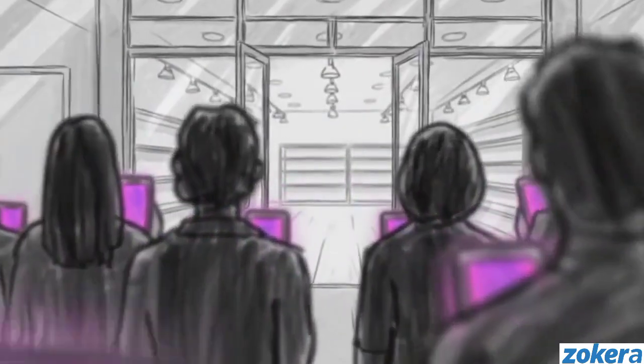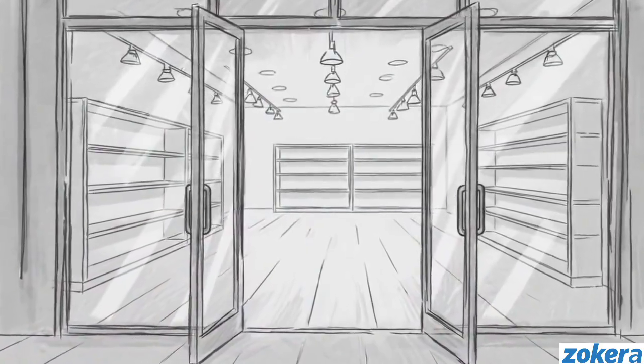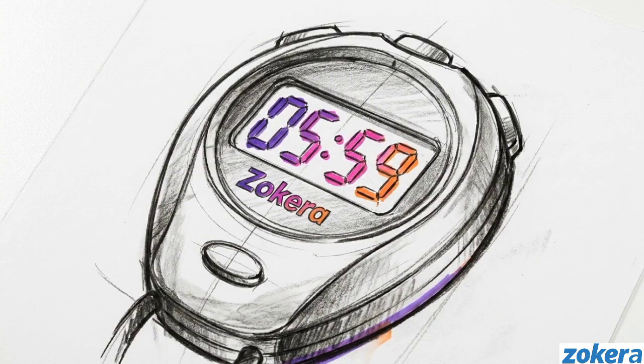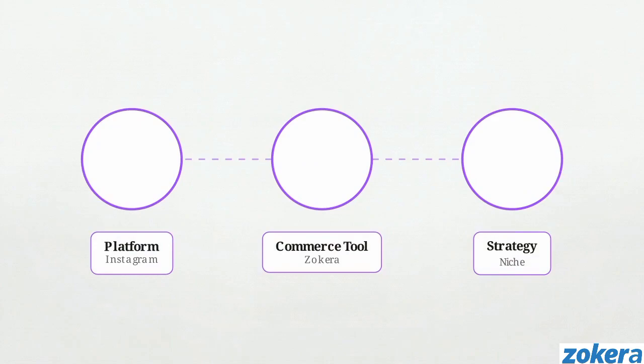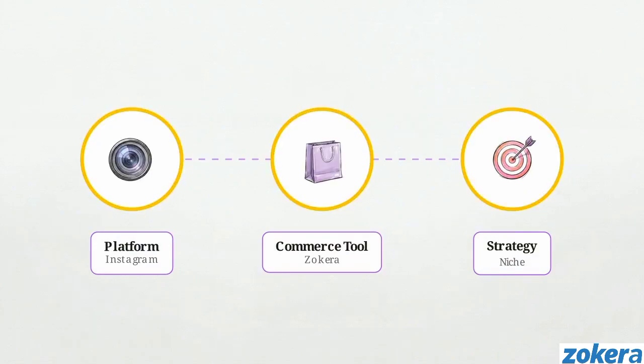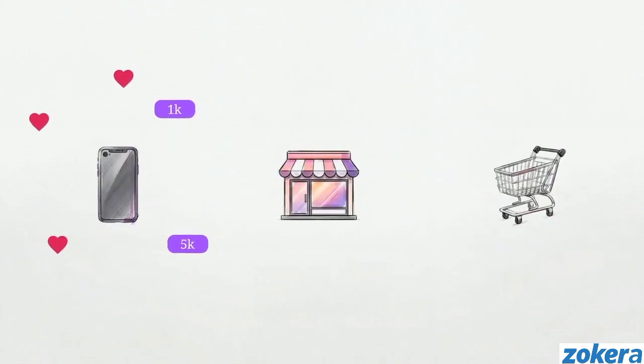Today, we are going to change that by building an automated creator commerce funnel using Zokera in just under 6 minutes. To start, you only need 3 basic things ready to go: an active Instagram account, a free Zokera creator account, and a clear, specific content niche. Setting up this system bridges the gap between scattered attention and a streamlined process for turning followers into customers.